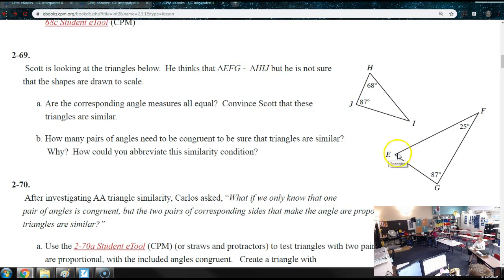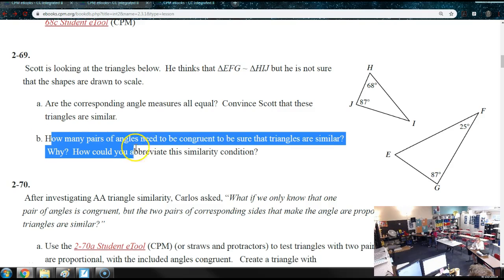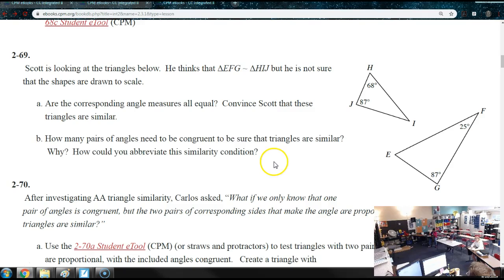So what size is this angle? That would be 68. So 68, 25, 87. H, I, J: 68, 25, 87. Right, same order. There we go. So how many pairs of angles need to be congruent to make sure that the triangles are similar? All of them, right? And that's for any shape.